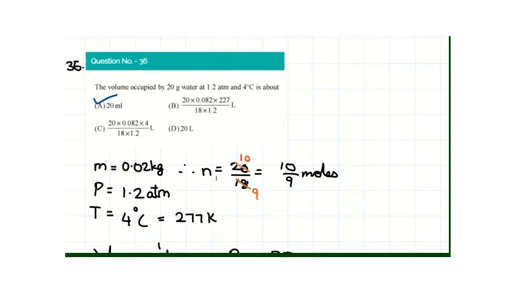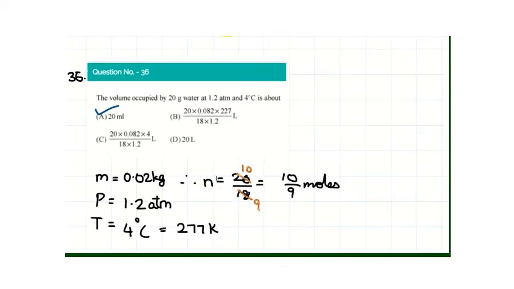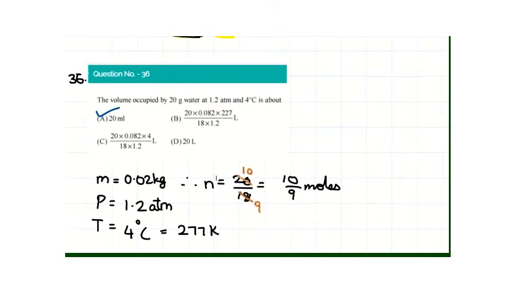Now, the 36th question states that water occupies 20 grams at a pressure of 1.2 atmosphere and temperature of 4 degrees Celsius. Now, in this case, we might think of applying PV equal to nRT, in which case we would get option B or option C.